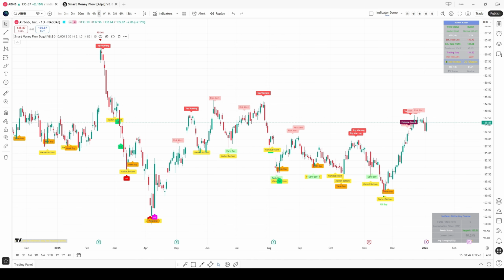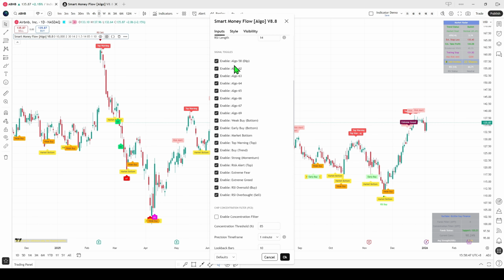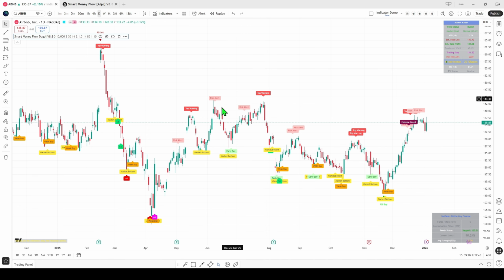Part 1. Main Signals. This system contains a total of 19 primary signals. Bottom fishing signals: 15 types, including Algo 58 to Algo 69, as well as market bottom, extreme fear, and others. Top picking signals: four types. These are top warning, risk alert, RSI overbought, and extreme greed. Currently, these 19 signals are comprehensive enough to cover the vast majority of individual tickers, effectively capturing tops and bottoms in most market scenarios.